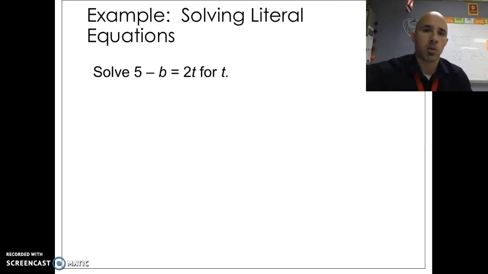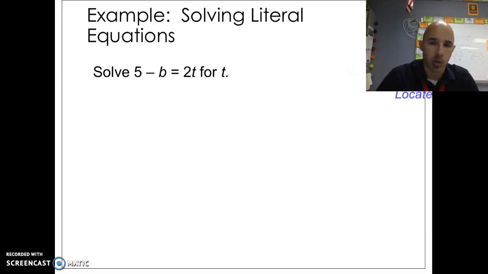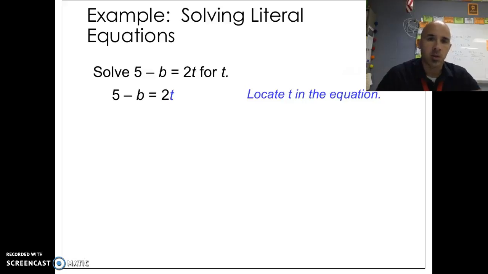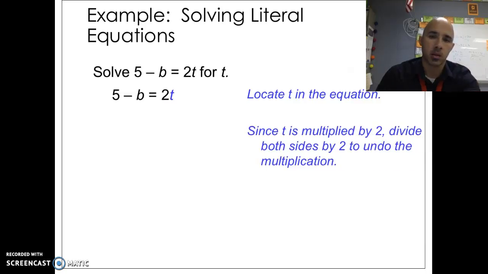All right. So once again, you want to solve for t, and your equation states 5 minus b equals 2t. Number one, locate the t in the equation. All right, so the t is on the right side of the equal sign. Now let's find out what the operation between the 2 and the t is. You got it. It's getting multiplied by 2. So the inverse operation for multiplying by 2, let's divide on both sides by 2.